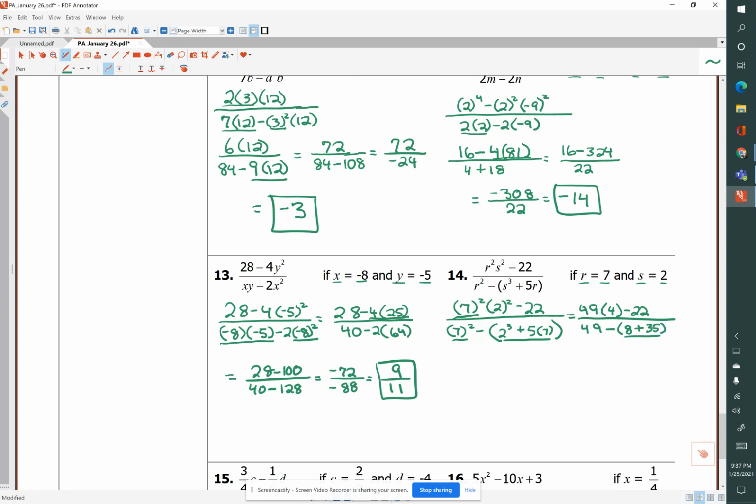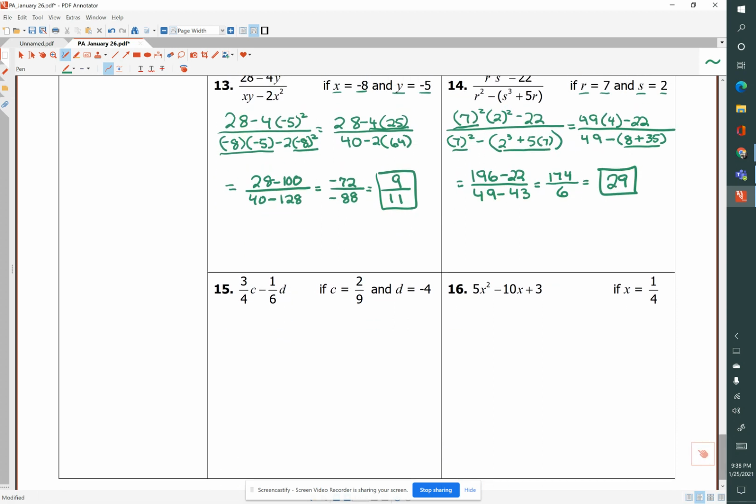And then we'll work with that, and we'll also multiply 49 times 4. So 49 times 4 is 196, minus 22, and in the denominator we have 49, minus 8 plus 35 is 43. And then 196 minus 22 is 174. 49 minus 43 is 6. 174 divided by 6 is 29.